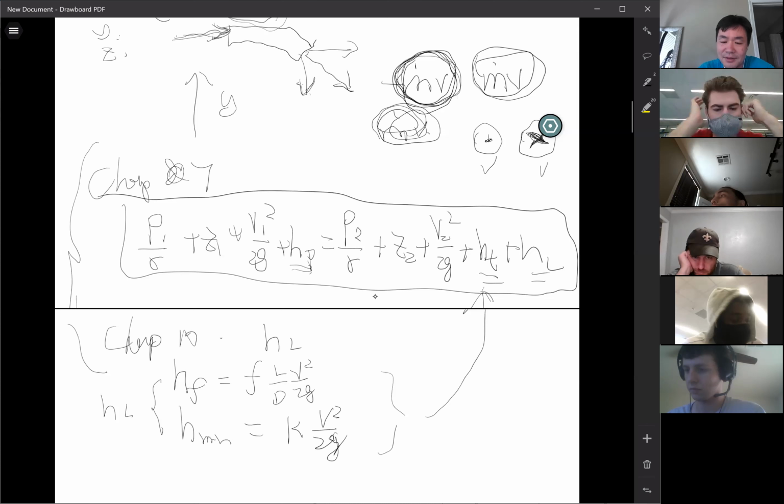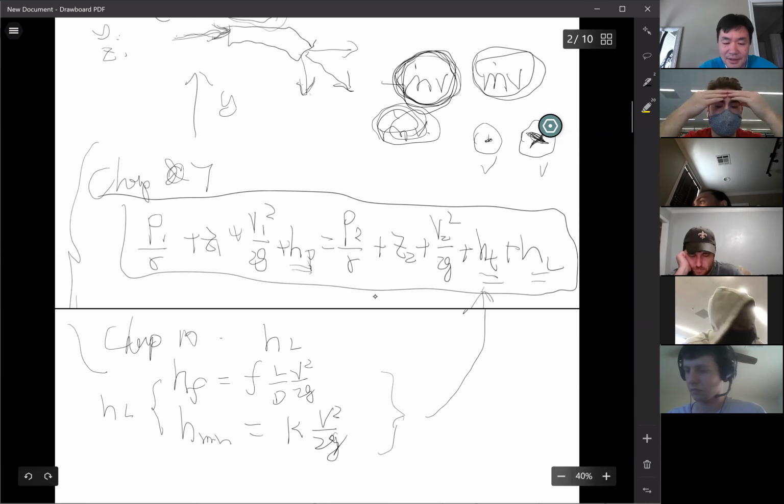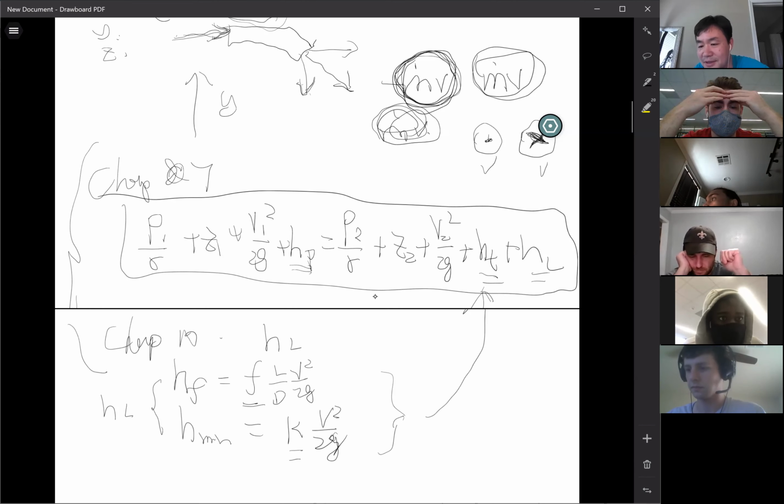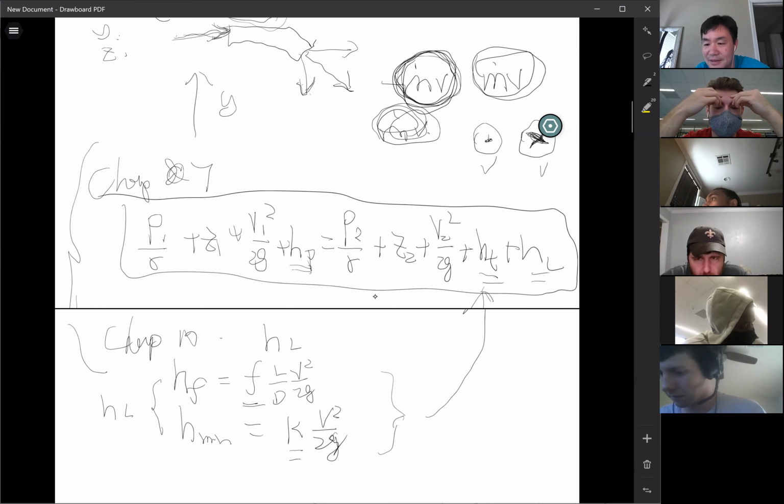This is very practical applied knowledge here. You need to find F and K from engineering handbooks. F is from the Moody diagram. K is really a list, a table. You need to pick the correct case.